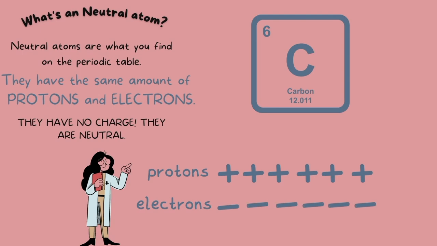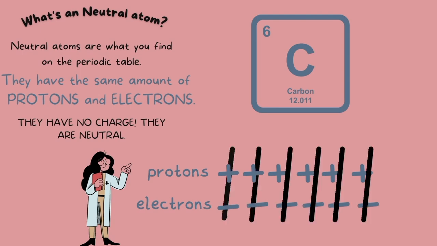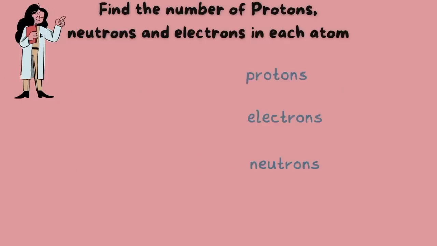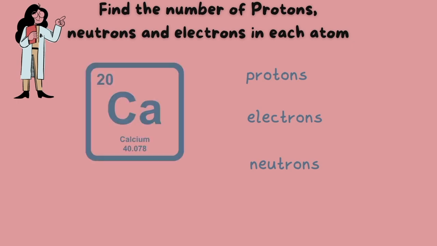The positive and negative charges cancel each other out, and what's left is a neutral atom. Let's look at another example. On an exam, you will most likely see something worded kind of like this, where they ask you to find the number of protons, electrons, and neutrons in an atom with this given information. Here, the given information is the element calcium.